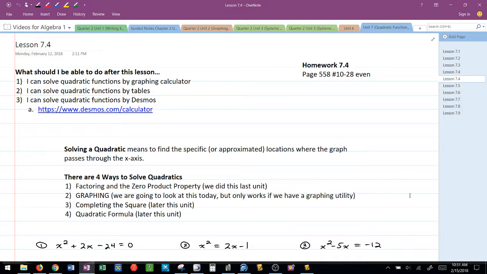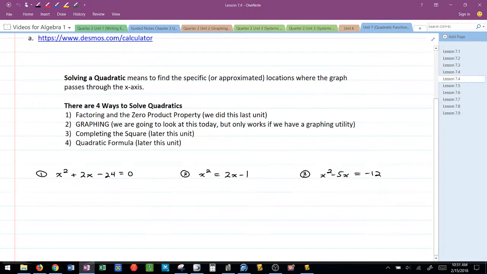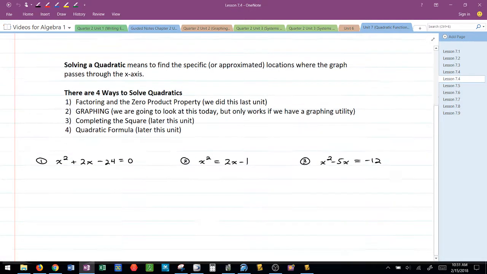You will not be allowed to use this when we take tests in class, mostly because we're not going to be testing on just how to graph, okay? Meaning how to graph using a calculator.